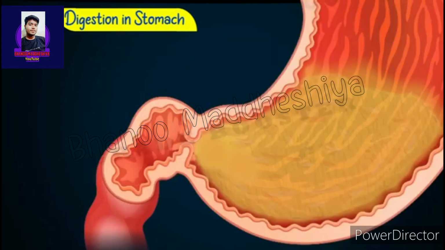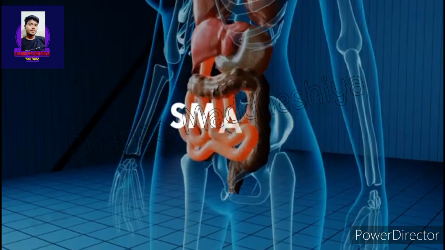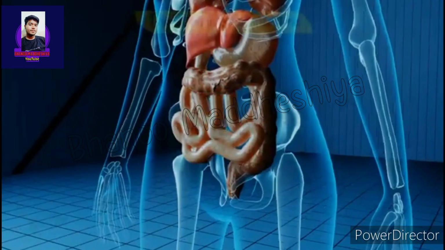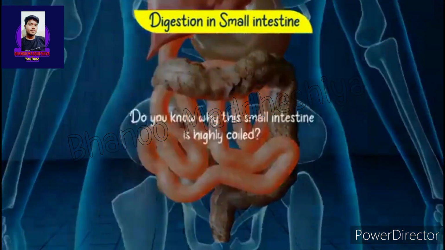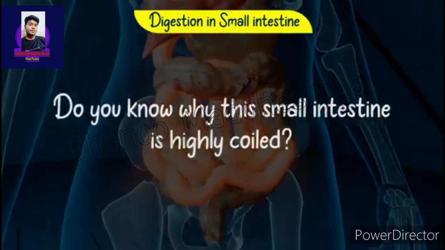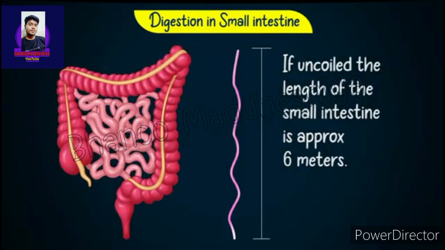The food that is partly digested in the stomach turns into a semi-solid paste called chyme. This chyme is released into the small intestine part by part by a sphincter muscle called as pyloric sphincter. Small intestine. The small intestine is a long coiled tube. Do you know why the small intestine is highly coiled? It is very much coiled to fit in small space.